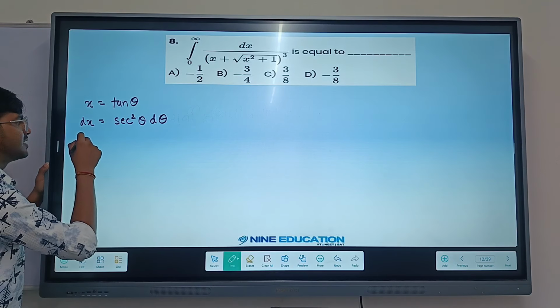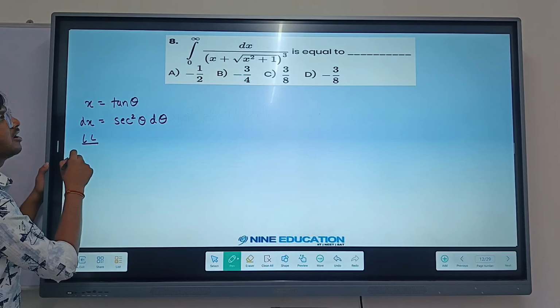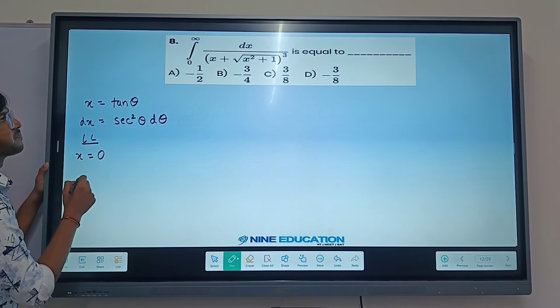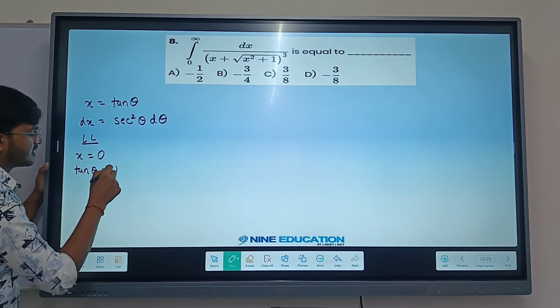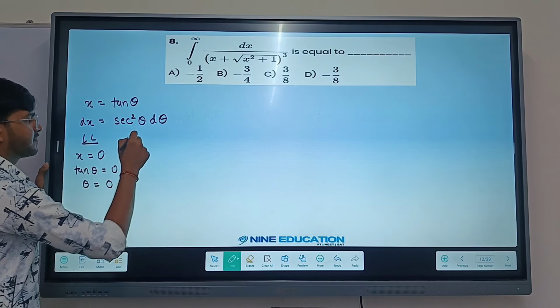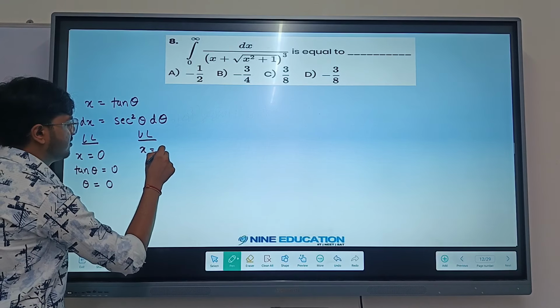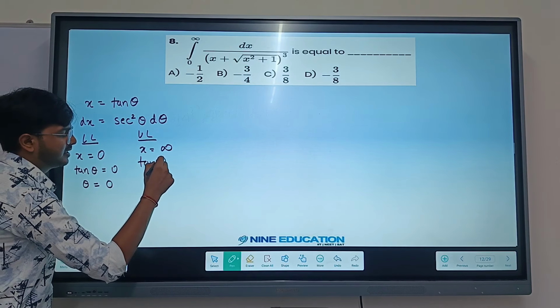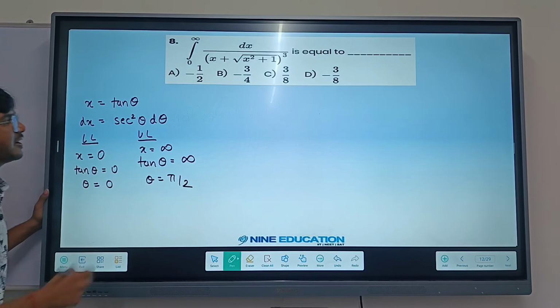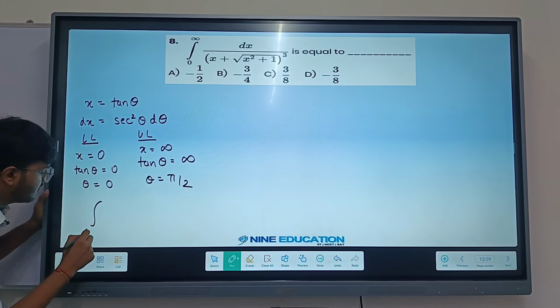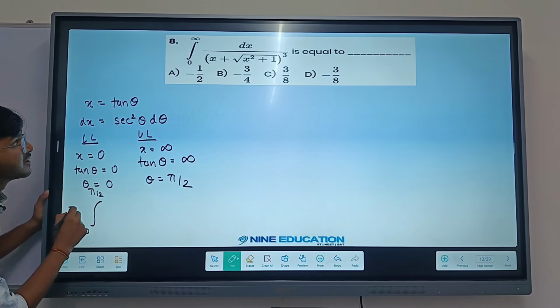Now let's change the limits as well. Lower limit of x is 0, so tan theta is 0. When is tan theta 0? Theta at 0 only. And the upper limit of x is infinity, that is tan theta is infinity, and this means theta is pi by 2. So limits change from 0 to pi by 2.